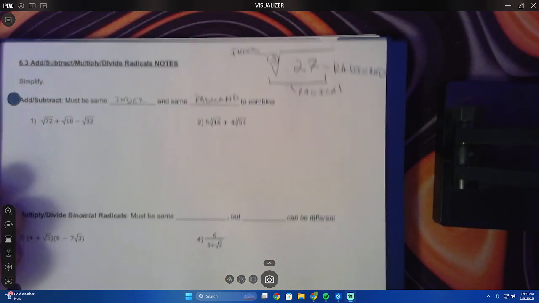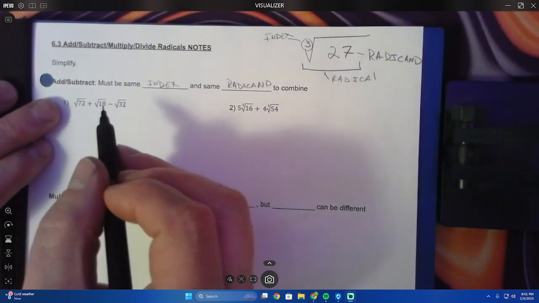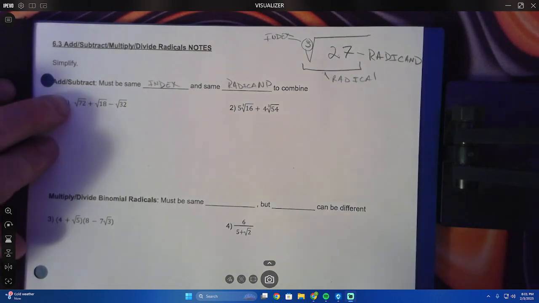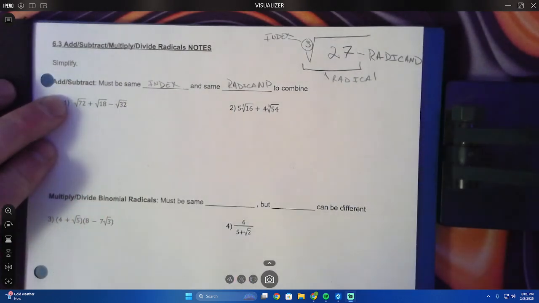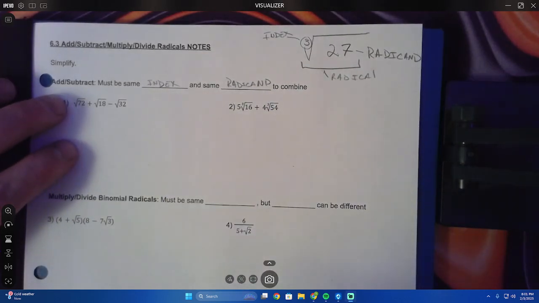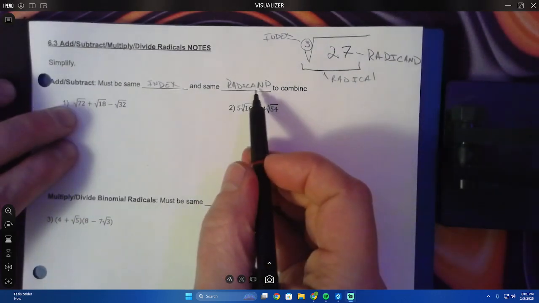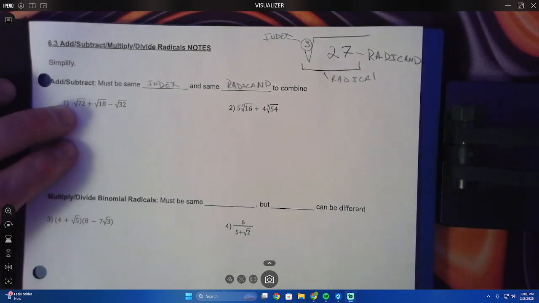So let's go ahead into our first example. Here I have square root of 72 plus square root of 18 minus square root of 32. Here I see that all of these values have the same index, but they don't have the same radicand. So on a problem like this, do I just say, all right, I can't add this because they don't have the same radicand? Not quite. I always need to check and see if I can simplify them.